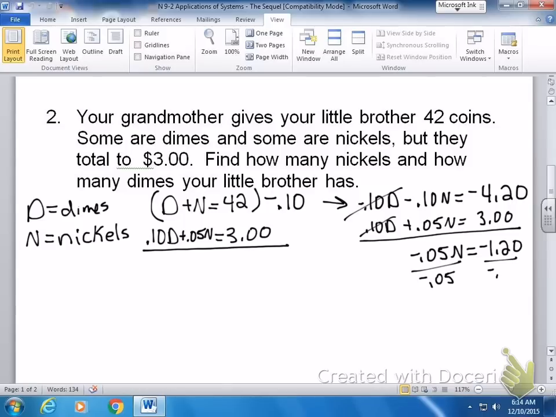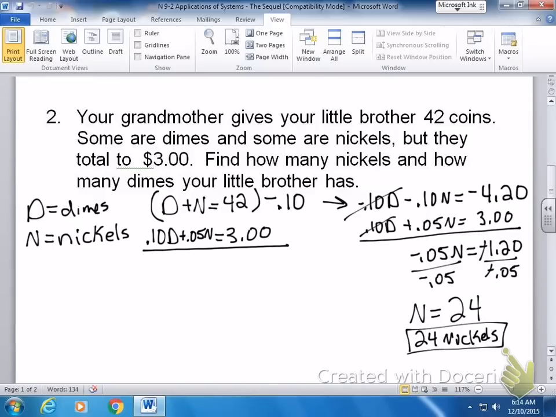I caution you to be careful when you put that in your calculator. It's going to be real tempting to put in 0.5. When you do it correctly, the negatives cancel, and you end up finding out that you have 24 nickels. So I'm going to write 24 nickels. So there's the first part of our problem.